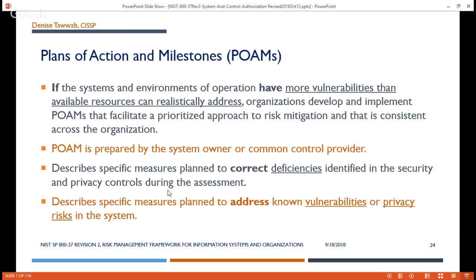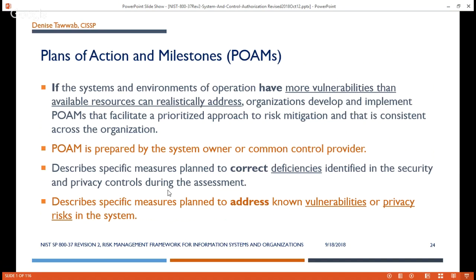Finally, in your authorization package, you will need what's called a plan of action and milestones, also known as POAMs. If the system and environments of operations have more vulnerabilities than available resources can realistically address, organizations develop and implement POAMs that facilitate a prioritized approach to risk management and that is consistent across the organization. What does that mean? What that means is when your money does not meet your wish list, you have to prioritize what's going to happen first.